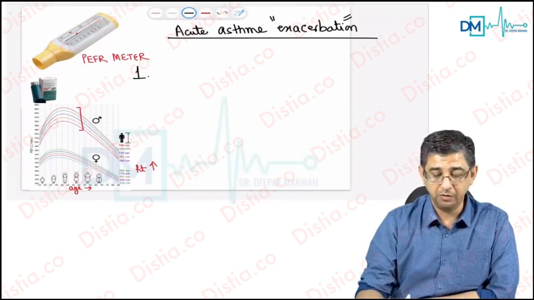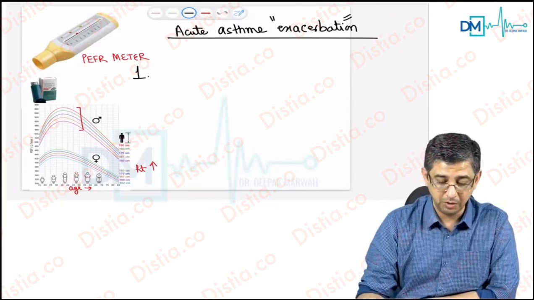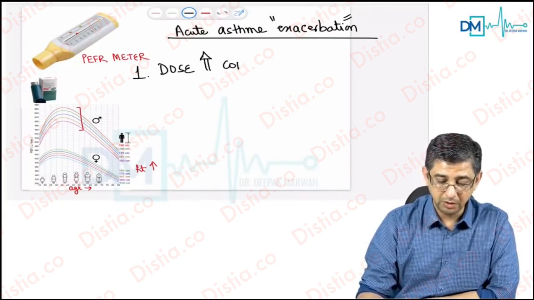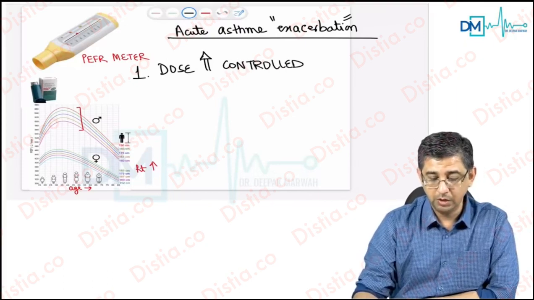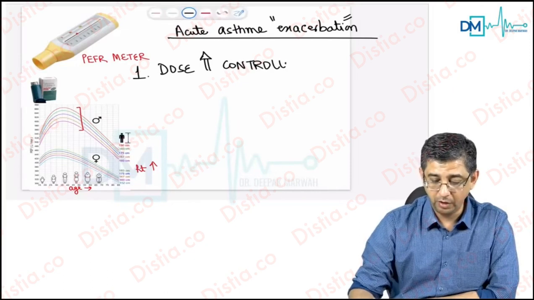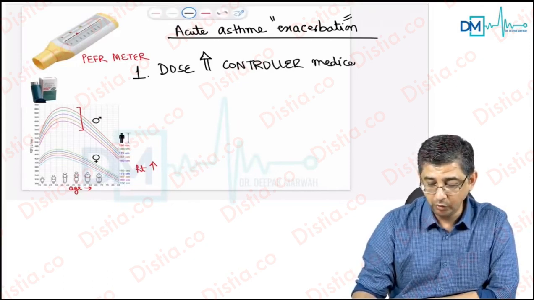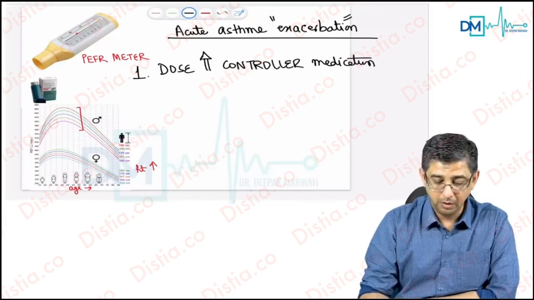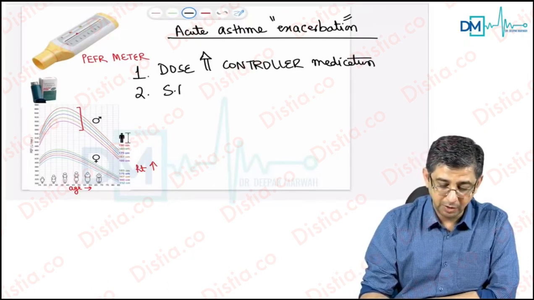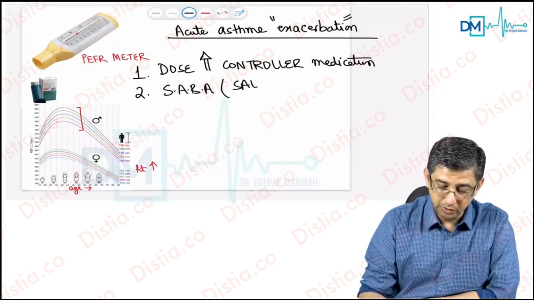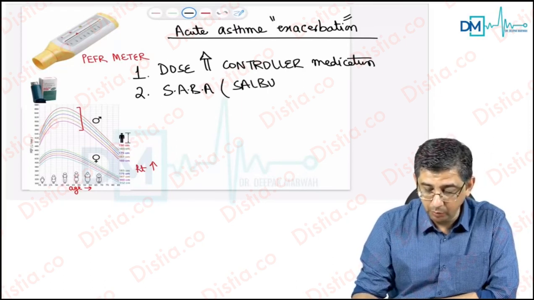And what is the first step for management of acute asthma exacerbation? The first step is to increase the dose of the controller medication. The controller medication, as I've taught you, that we start in our patients is low dose inhaled corticosteroids along with formoterol. So the dose can be increased up to 4 times that of normal. To this, we can add SABA, that is salbutamol. A salbutamol puffer or metered dose inhaler will always have a blue cap.